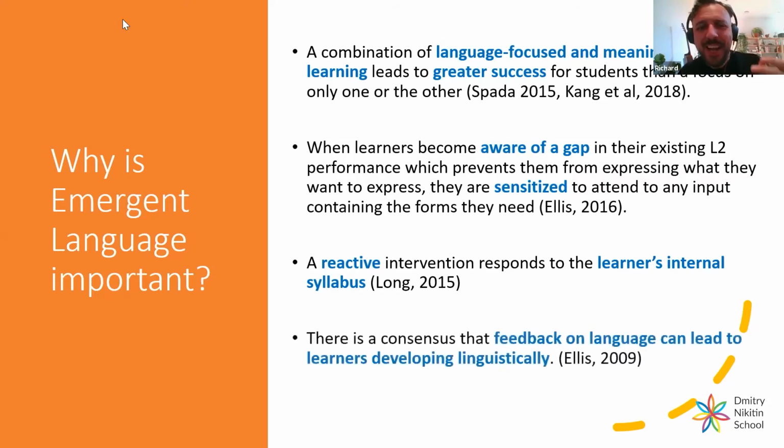Sorry. Okay, and the last point I'd like to make is that in feedback, Ellis would say there's a consensus that feedback on language can lead to learners developing linguistically. So by giving learners clear feedback, development can come from this. Now, we're not saying that they're going to learn what you want them to learn, but if we provide an opportunity for the learners to learn what they want to learn from us and use the teacher as a resource, then our feedback can be much more powerful.